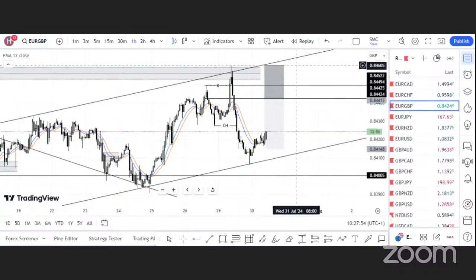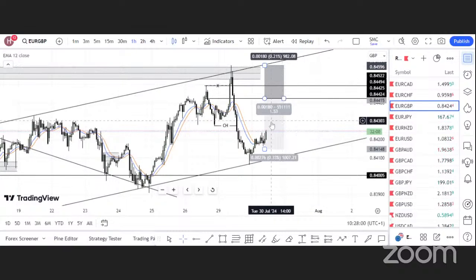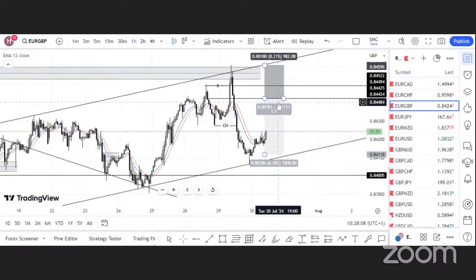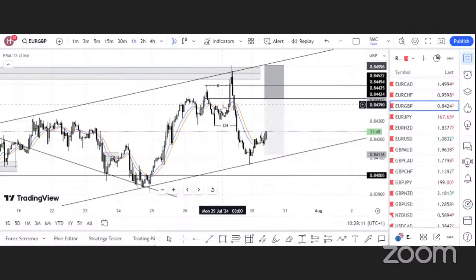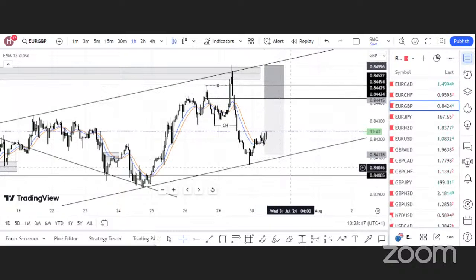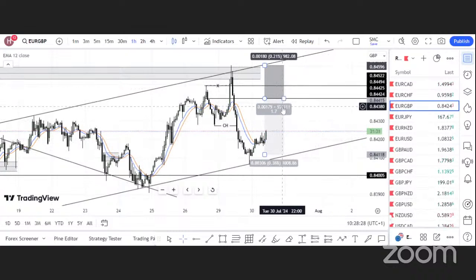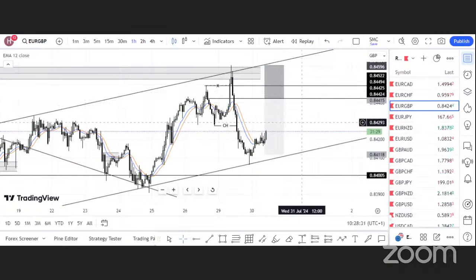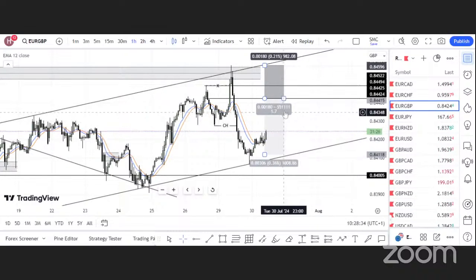Okay. All right. So that's the analysis for Euro GBP. As you can see, we have our take profit, we have our stop loss, and then we have our entry point. So we just need the market to get to this level before we open our position. I'm going to keep an eye on this market, and once the market is rejecting this level, then we can go ahead and open a sell position.